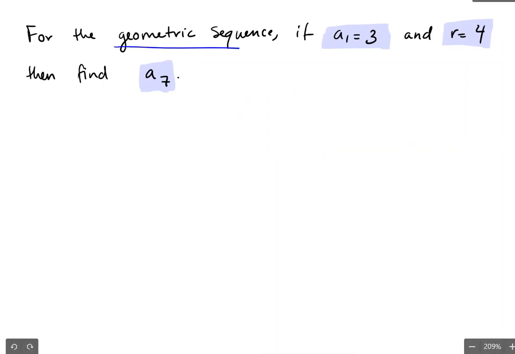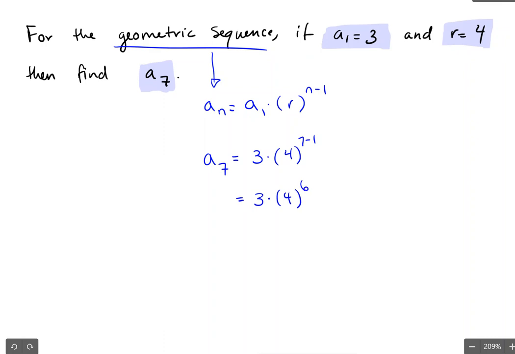Now for a geometric sequence, we write down the formula. It is always the first term times the common ratio raised to the n minus 1 power. So here we have the 7th term is guaranteed to be the first term times the common ratio raised to the 7 minus 1 power. So that's 3 times 4 to the 6th.